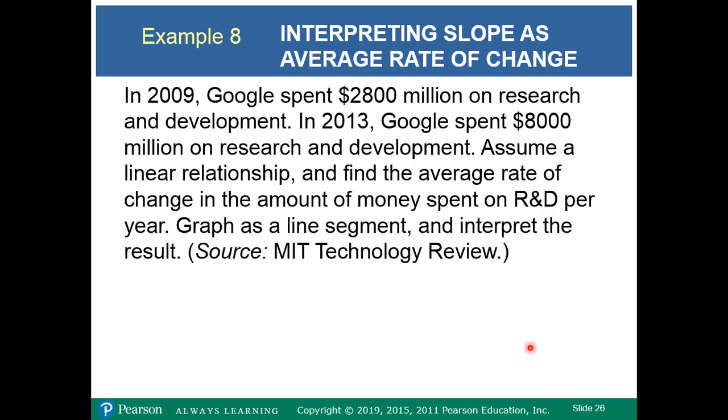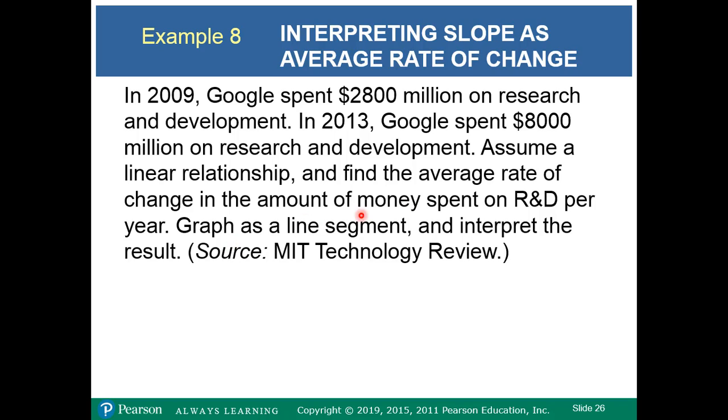So now, in real life, let's say we have this. In 2009, Google spent 2.8 billion dollars, 2,800 million, on research and development. In 2013, Google spent 8 billion on research and development. Assume a linear relationship. Find the average rate of change in the amount of money spent on research and development per year. So we want the average rate of change per year.